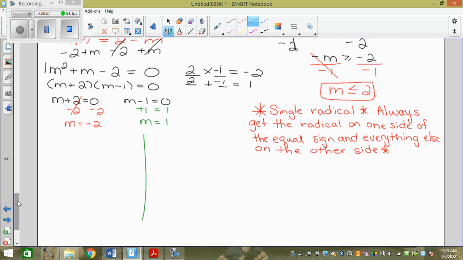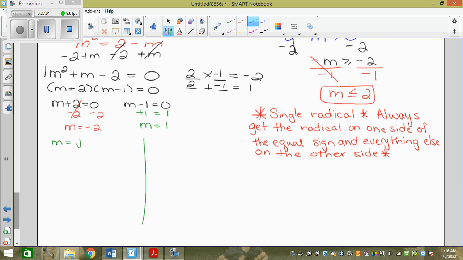The original was m equals square root 2 minus m. So that's what I'm plugging it into. So I'm going to get negative 2 equals the square root of 2 minus negative 2. Negative 2 equals the square root of 4. Negative 2 equals 2. Is that a true statement? Is that true? Does negative 2 equal 2? No. So this one doesn't work, even though it fit.